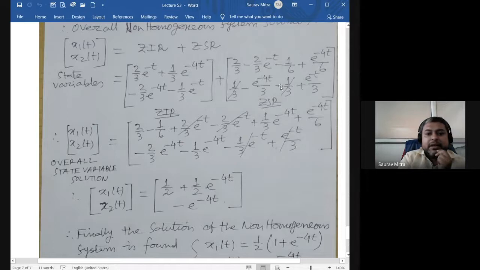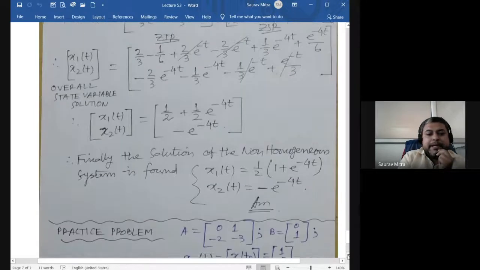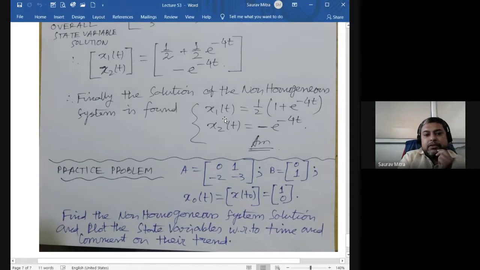So adding the ZIR part and ZSR part, finally what you get is x1(t) and x2(t). So the solution of the non-homogeneous system is x1(t) equal to half into (1 plus e raised to minus 4t), and x2(t) is equal to minus e raised to minus 4t. It's a request to all of you, those who can, please solve this numerical with the given steps and tell me if my answers are correct or not.